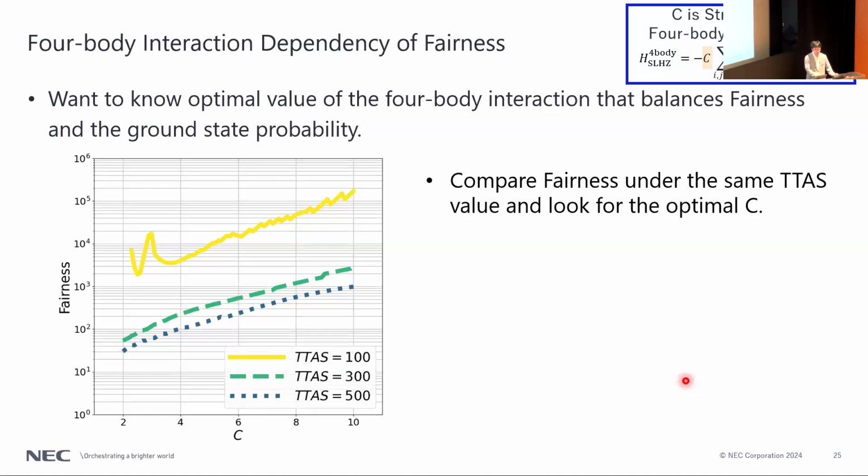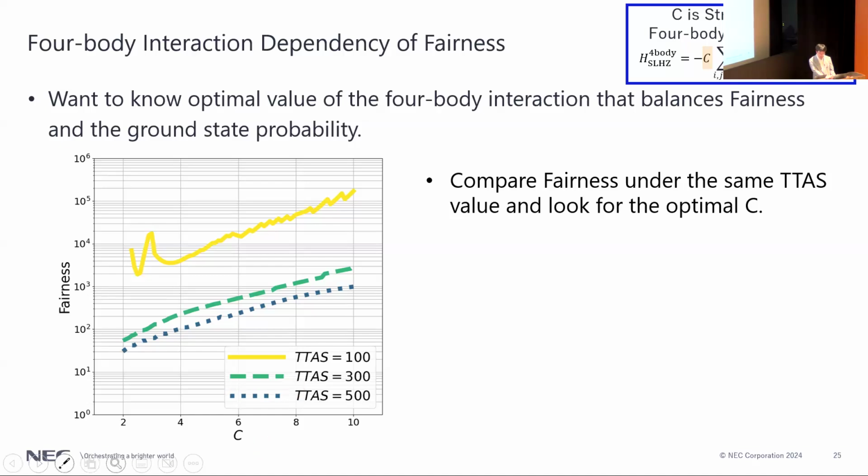And finally, fairness and the ground state probability are both important for fast fair sampling. And we want to know the optimal value of the fourbody interaction that balances fairness and the ground state probability. So as the last part of this presentation, we compare fairness under the same TTAS value and look for a setting of C that balances fairness and the ground state probability.